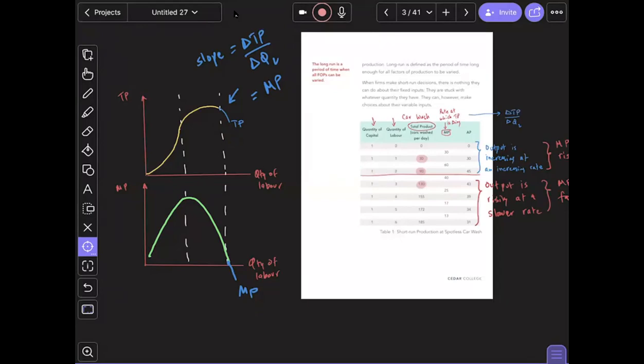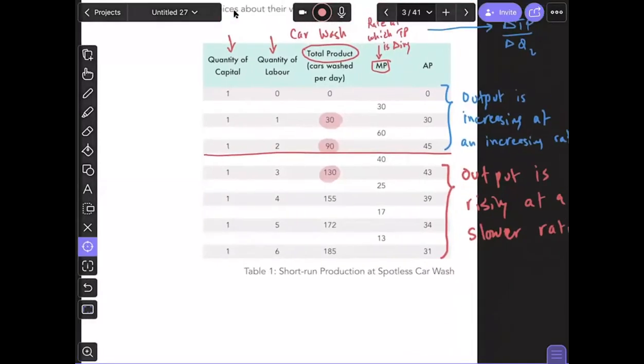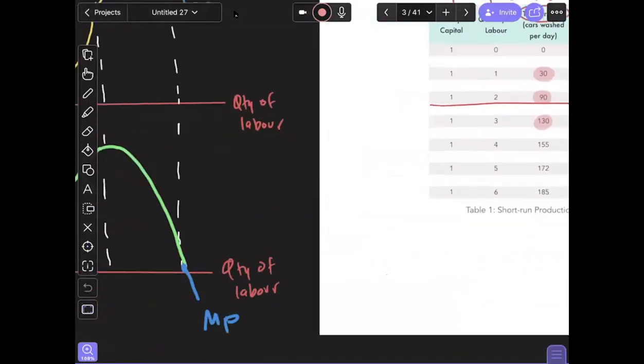So for example, the extra output from one additional worker was 30. The extra output from the second additional worker was 60. That's why total went to 90. So 0 plus 30 is 30. 30 plus 60 is 90. Then the next guy got 40 extra. Does that make sense? So MP is the extra output. TP is the total output. Cumulatively, this is the output, and this is your MP, which is the extra output. Does that make sense? Are we good?